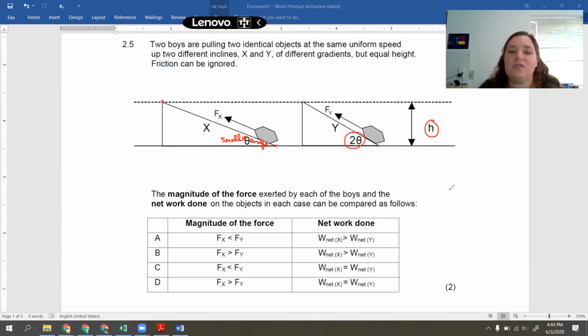So now I'm going to ask you to compare the magnitude of the force exerted by each of the boys and the net work done on the objects in each case. All right, I'm going to pause sharing while I let you think through the answers.